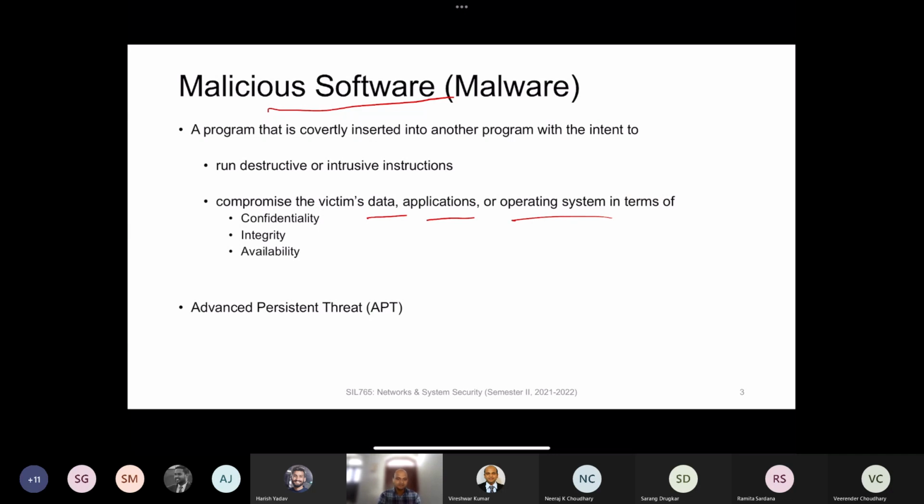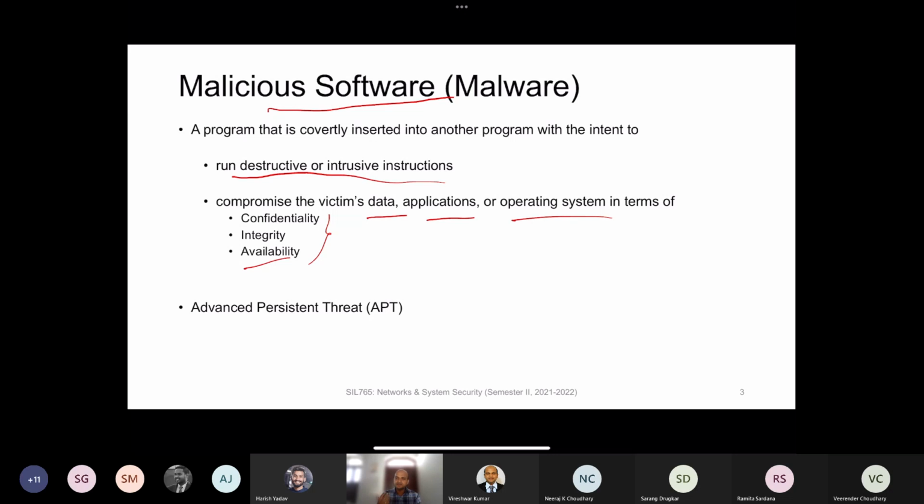These malicious software programs run some destructive or at least intrusive instructions. Either they try to compromise some of the security properties, for instance confidentiality and integrity, that is very clear. And when we think about different types of attacks, some of which we discussed in just the last lecture, like denial of service attacks, the malware is also trying to compromise the third important security property, availability. So this is the CIA triad.